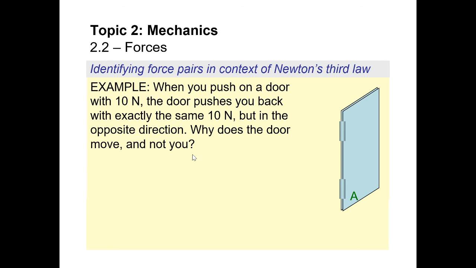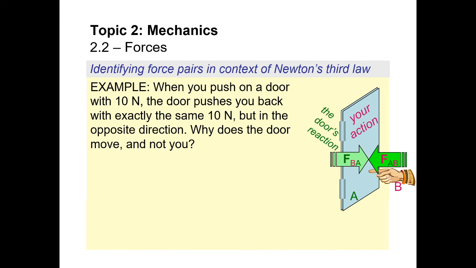When you push on a door with 10 newtons of force, the door pushes you back with exactly the same 10 newtons, but in the opposite direction. So why does the door move and not you? Some of you might say, well, here's my F applied. So I am applying a force onto the door, and that's my action. The door applies a force back on me. That's the door's reaction, hence action-reaction pairs. But why doesn't the door move?